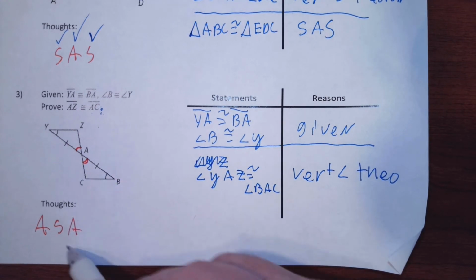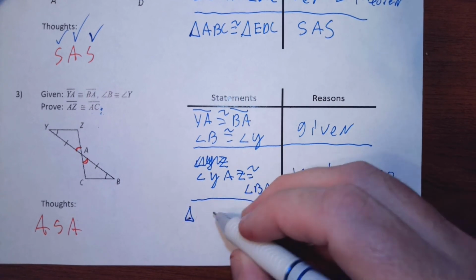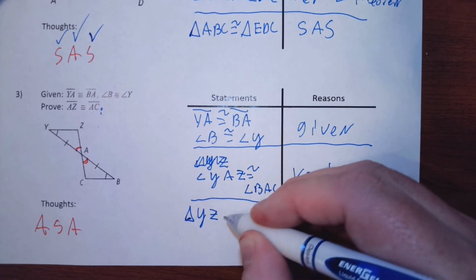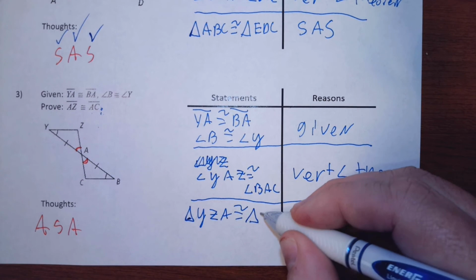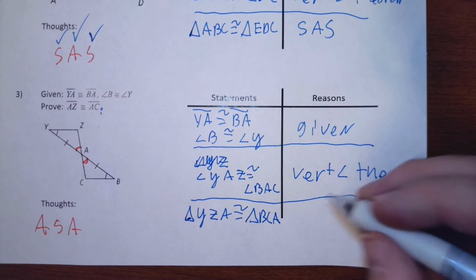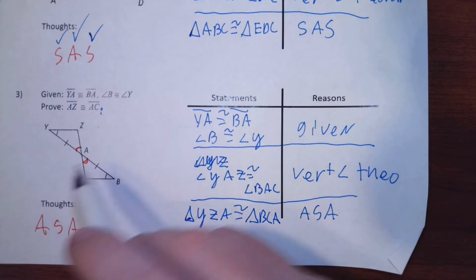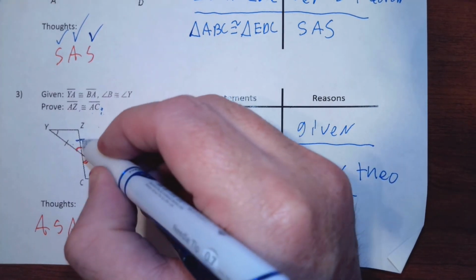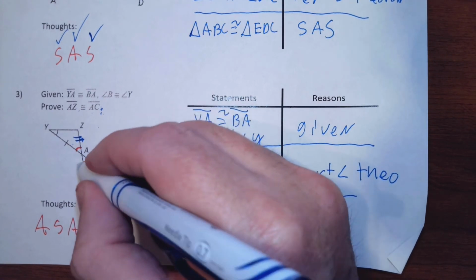Okay, and so I think I got the next step. The next step is triangle YZA is congruent to triangle BCA. And that's going to be because of the ASA theorem. And then I can prove, what was I trying to prove again? AZ, this part right here, is congruent to AC, this part right here.